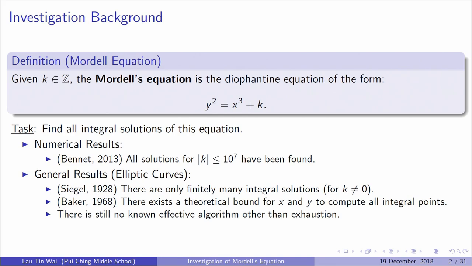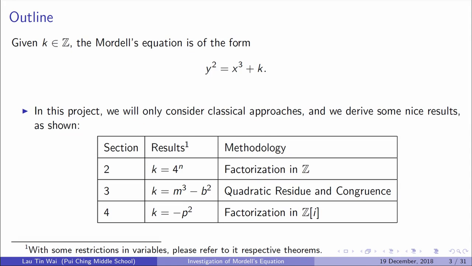And in 1968, Baker showed that there exists a theoretical bound for x and y to compute all integral points. However, there is still no known effective algorithm other than exhaustion using Baker's bound. So what I've been thinking is that this equation has not only properties in elliptic curves, but also beautiful algebraic insights for some classes of k. In this project, I'm only considering classical approaches, and we derived some nice results as shown.